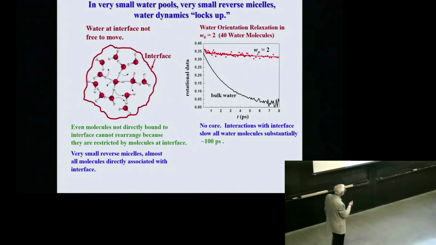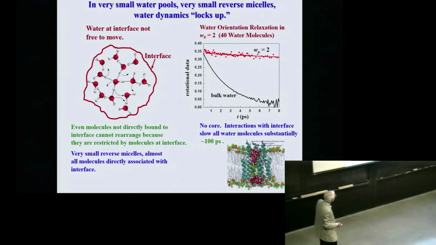But when you get small enough, there just aren't the pathways to get this rapid flipping around, and things really, really slow down. So here's my bulk water again, 2.6 picoseconds. And for this 40 water molecule ball of water, it's really, really slow, as you can see. It's so slow we can only give an estimate of the number. It's 100 picoseconds or longer.